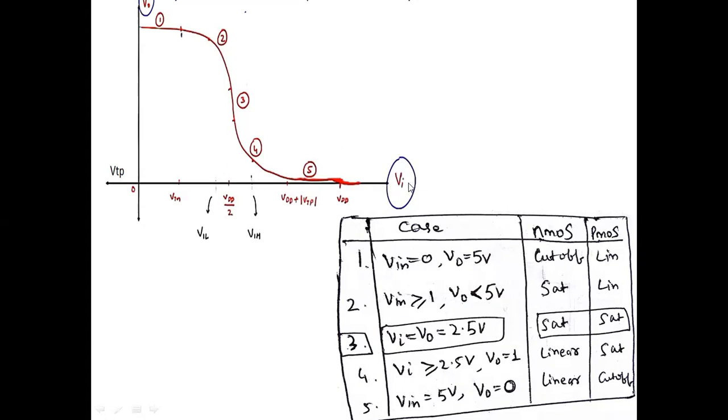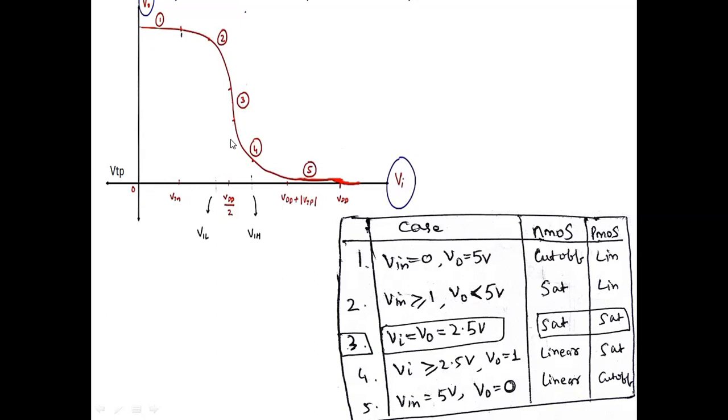When Vin along the x-axis is equal to 0, what is the value of V out? V out is equal to 5 volts. See, here it is. So this V out is high. When Vin is equal to 0, the output voltage is high. Okay, so for all the values near 0 of Vin, the output V naught is high. Similarly, if I have Vin greater than or equal to 1 volt, in that case also V naught is less than 5 volts, somewhat decreased in the output voltage.